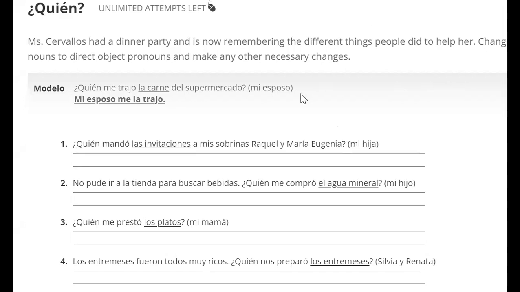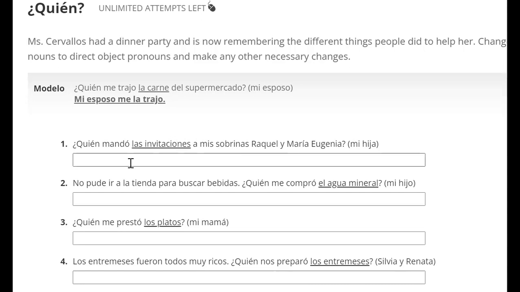So first off, our first question here, we've got ¿Quién mandó las invitaciones a mis sobrinas Raquel y María Eugenia? And then the answer to that question of who sent the invitations to my nieces is my daughter. So my daughter sent them to them.